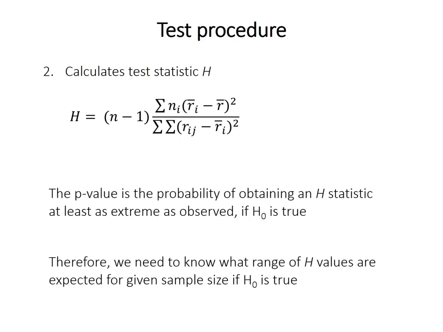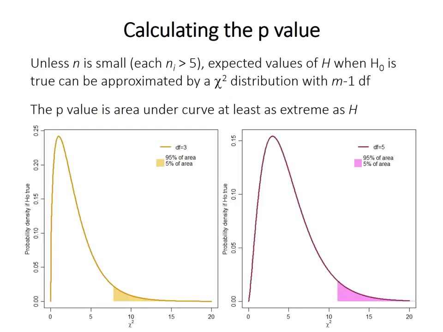But to calculate the p-value, we need to know the probability of observing an H statistic at least as extreme as we did if the null hypothesis is true. So we need to know what is the expected distribution of H statistics for a given sample size in the case of H naught being true. Unless you have quite small sample sizes, small being like 5 or less, which is very small, the expected values for the H statistic, if the null hypothesis is true, come from a statistical distribution called the chi-squared distribution. The degrees of freedom for this distribution are the number of samples minus 1, which I've written as m minus 1. So the p-value is therefore the area under the chi-squared probability density function curve for values at least as extreme as the observed H statistic.